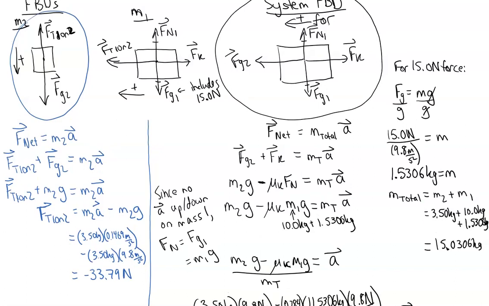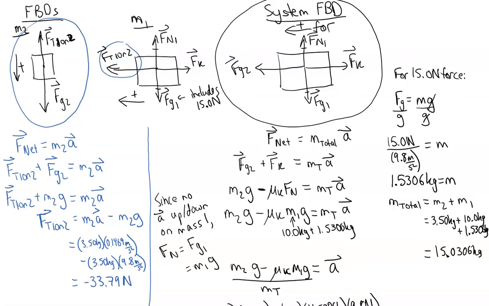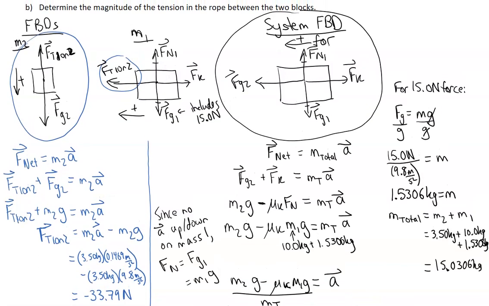Now, obviously in this particular free body diagram, that's a negative force because it's acting in the opposite direction of the acceleration. But in the mass 1 free body diagram, that's a positive force. And so those are internal forces. One is positive 33.79, one's negative 33.79. They're going to cancel each other out. So that's why the question just says the magnitude is what we're concerned about. Determine the magnitude of the tension.